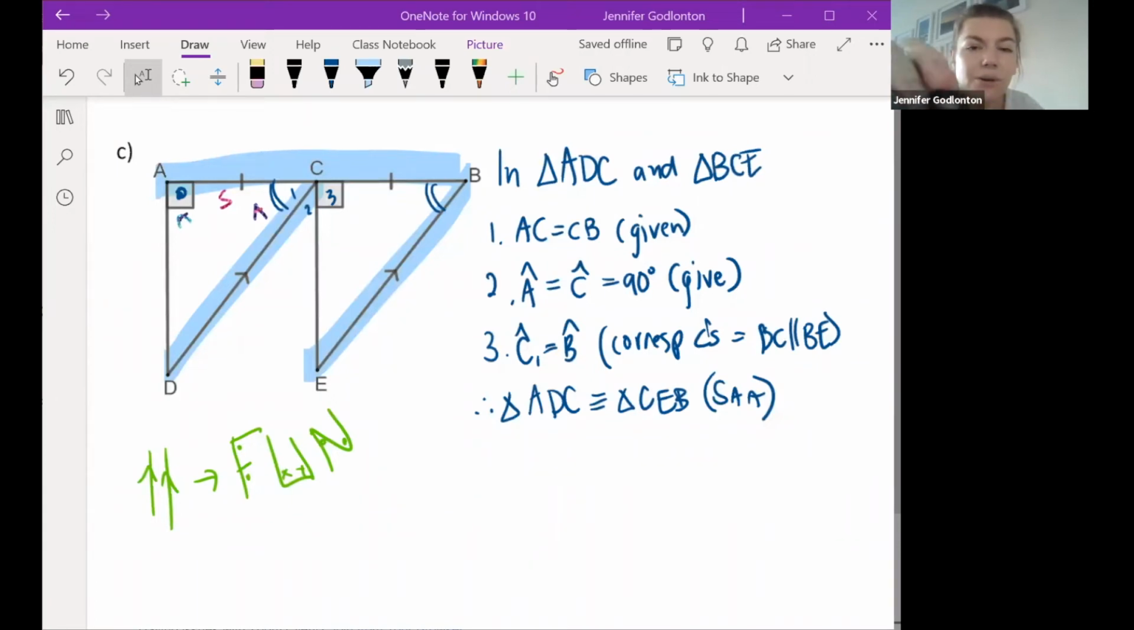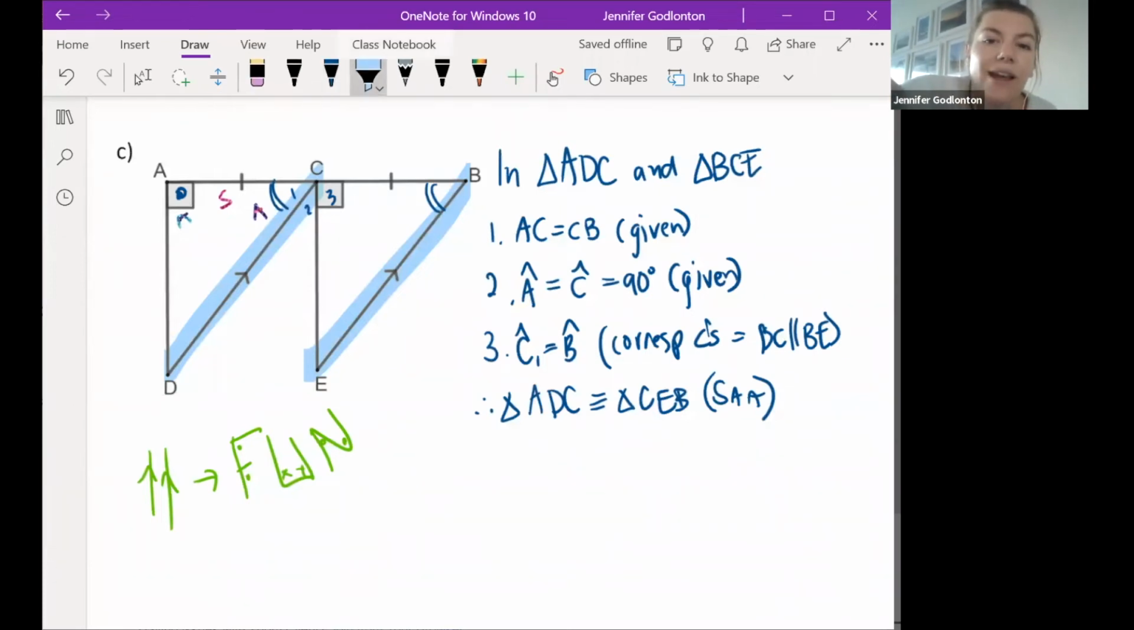DC parallel to EB, reason vertically opposite angles. Okay, so these two lines here are definitely parallel. But parallel lines will never be one of these reasons, because parallel lines don't mean that the sides are the same as each other. We have to use parallel lines to find which angles will be equal. Because these lines are parallel, we can look at the F for corresponding, and we can see that C1 is the same as B.